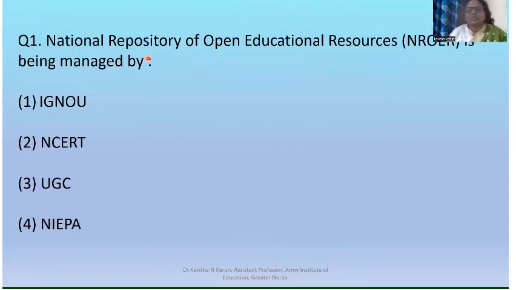The first question: National Repository of Open Educational Resources, NROER, is being managed by. The options given are IGNOU, NCERT, UGC, and NIEPA. The right answer for this question is NCERT. NCERT is the right answer.